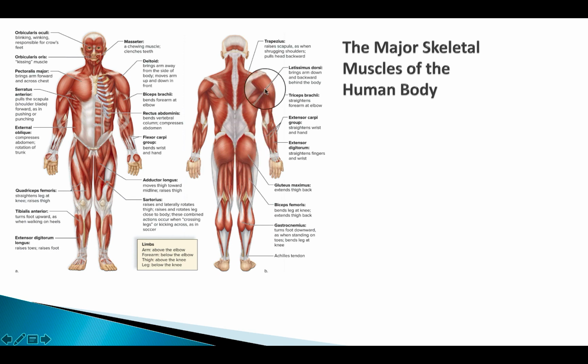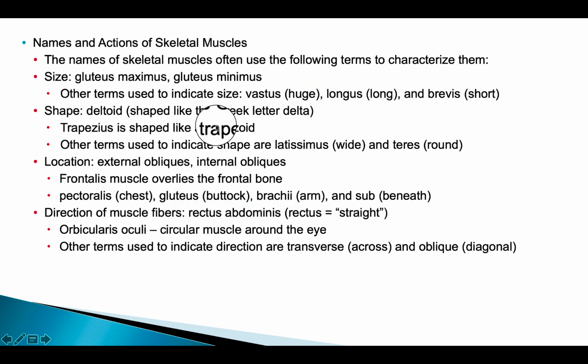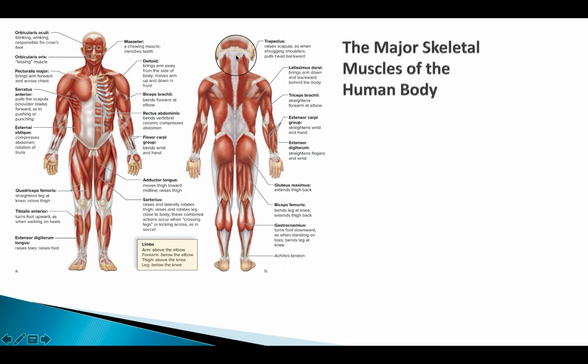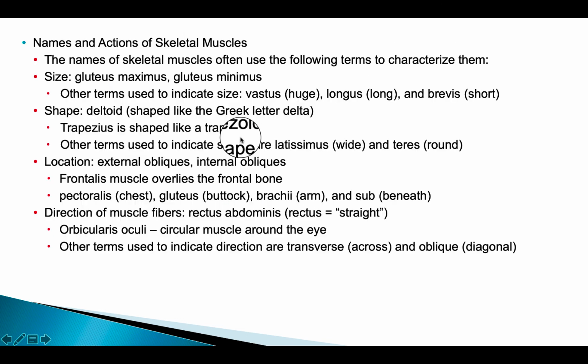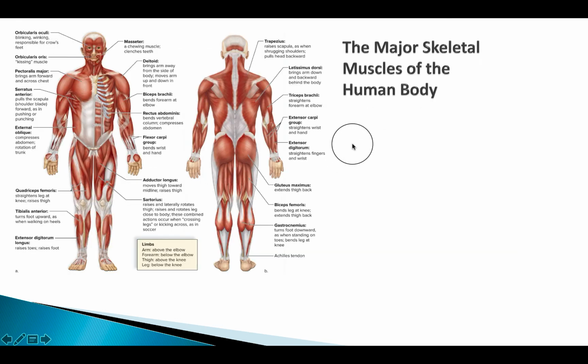So small ones. Trapezius, remember the shape that we mentioned? So trapezius right here, shaped like a trapezoid. There it is, shaped like a trapezoid. There goes your trapezius muscle. Latissimus dorsi, latissimus right here, meaning what? What does latissimus mean? Wide. So as you can see, this is a wide muscle right over here.